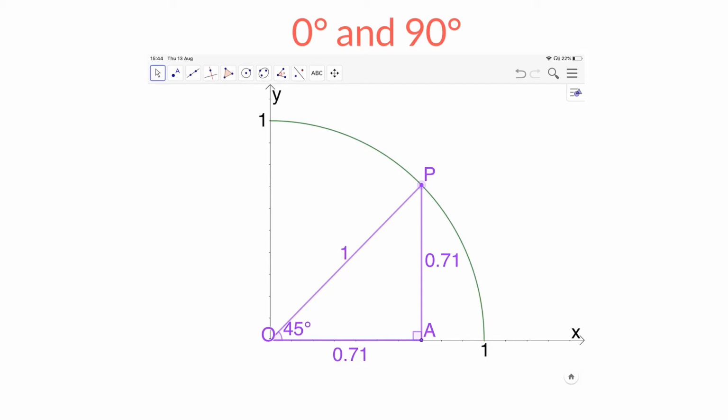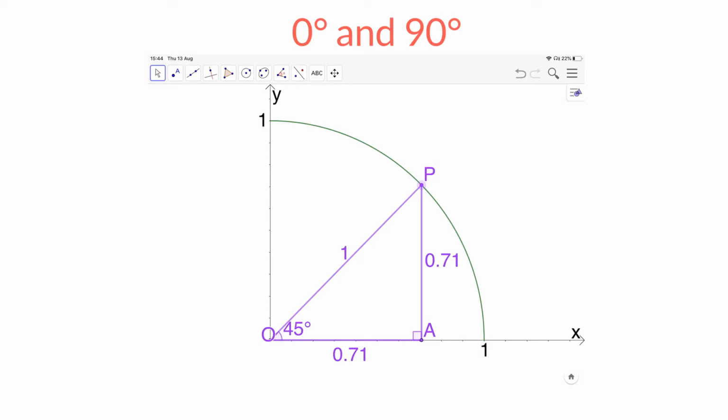Now let's discuss what happens at 0 and 90 degrees. I've made a little animation to help you understand. Here I have a hypotenuse of 1 unit. If the angle I'm interested in is 45, then I'll have an isosceles triangle, and these two values will be the same, and 0.71 is the same as root 2 over 2.